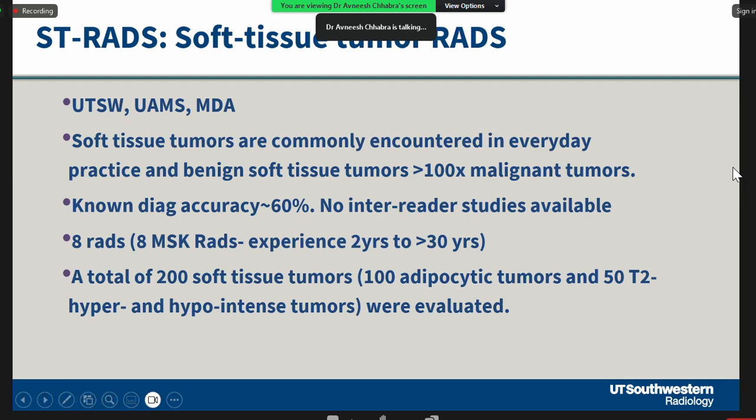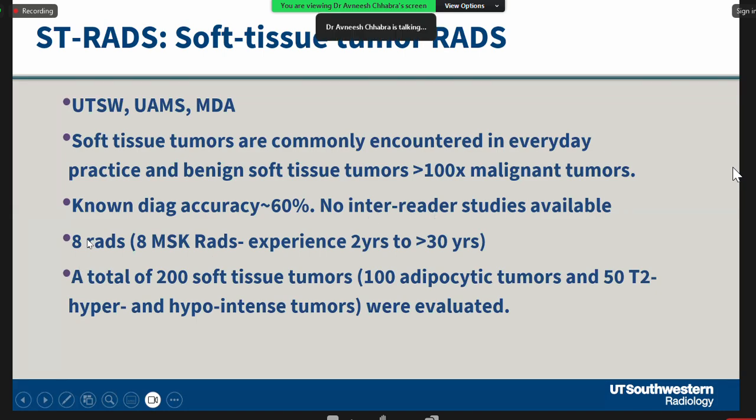So soft tissue tumors are commonly encountered in everyday practice, and benign tumors are 100 times more common than malignant. So always think benign first before you think of malignancy. The known diagnostic accuracy, as I said, is 60%. It's in fact between 50 and 60%, not very high, if you ask somebody what's the diagnosis of the soft tissue tumor. And there are 0 inter-reader studies. So recently for soft tissue RADS, we searched the literature for over 40 years. We didn't find a single study which had done inter-reader studies. Most of these are review articles in Radiographics, etc.